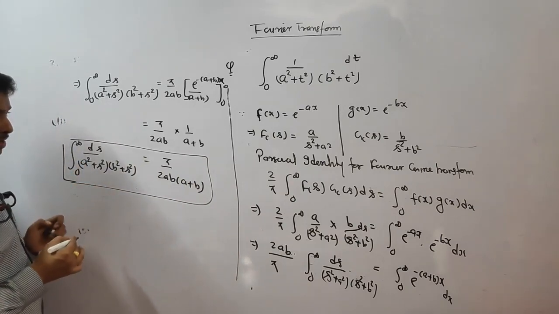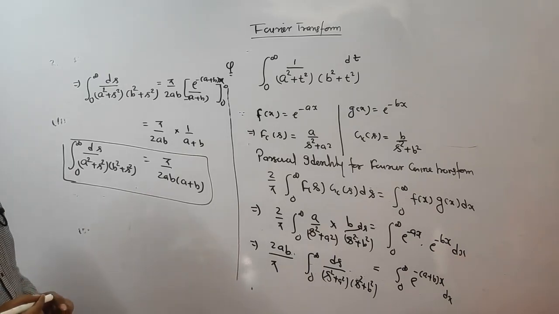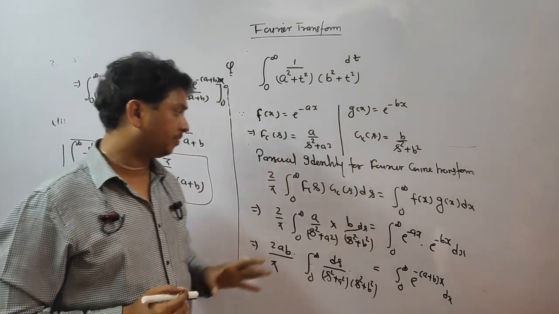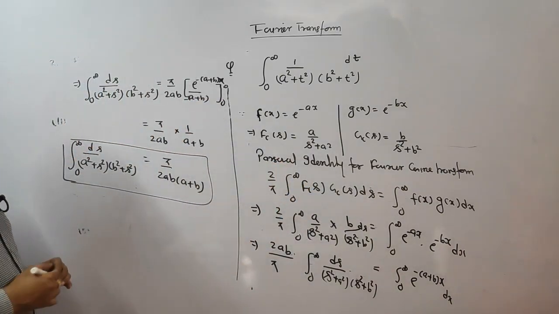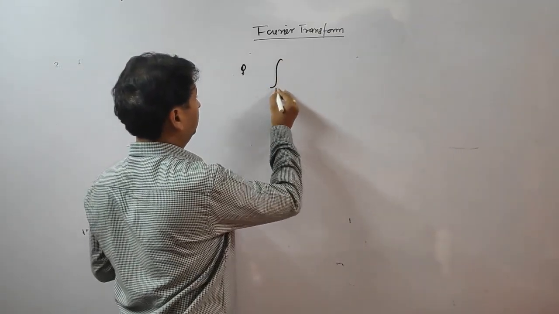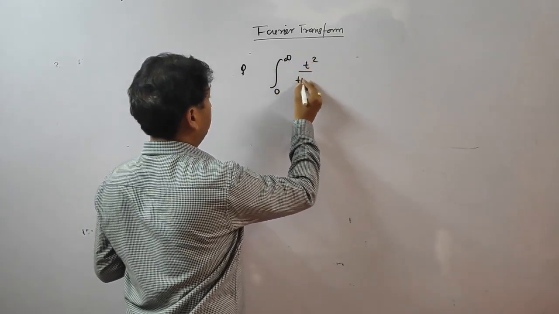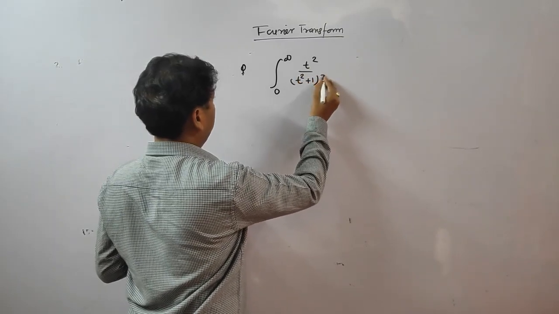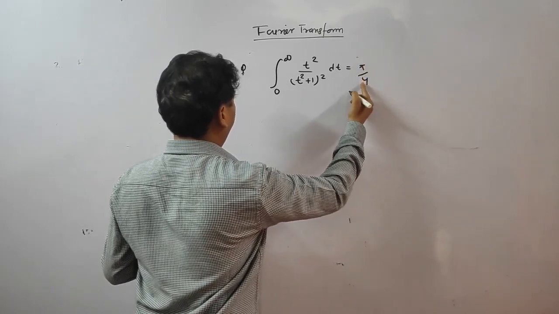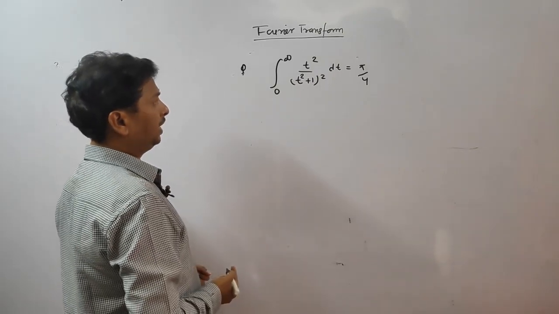So hope you understand this problem. This is a very simple problem which I solved here using Fourier cosine transform and Parseval identity. Now I am going to solve some more questions based on that. Now one more question we are going to solve. Suppose they ask you to evaluate the integral from 0 to infinity of t square upon (t square plus 1) whole square dt, and this is equal to pi by 4.